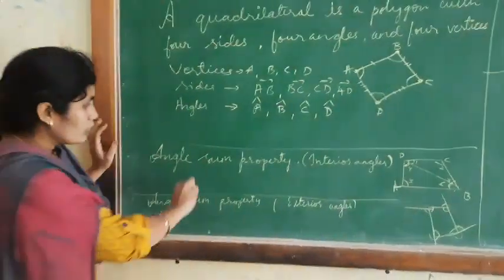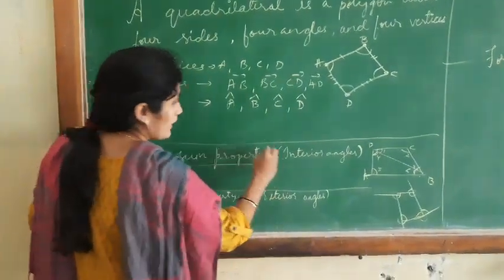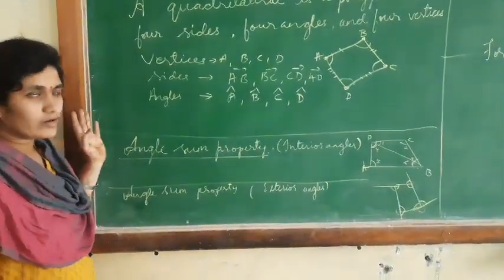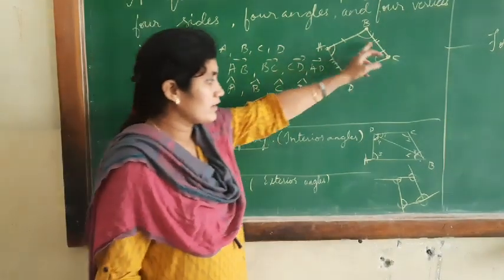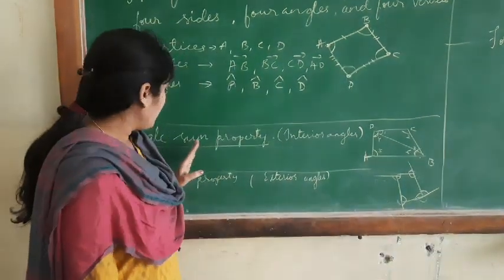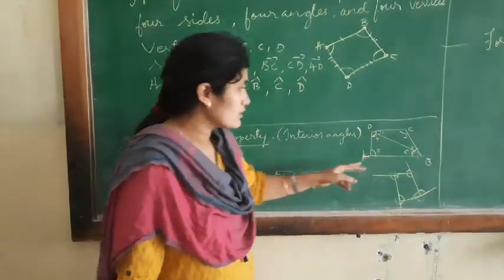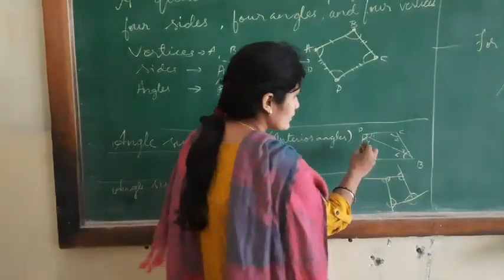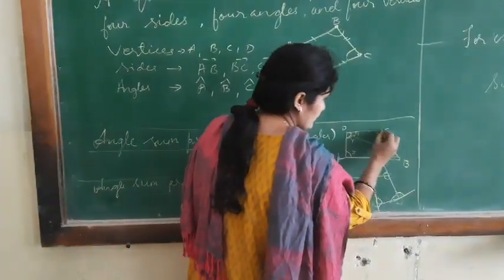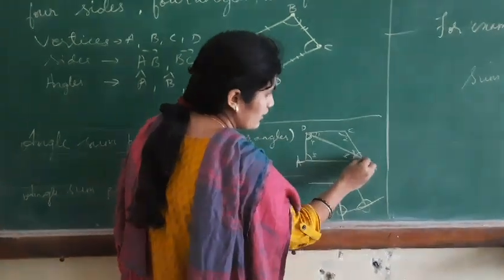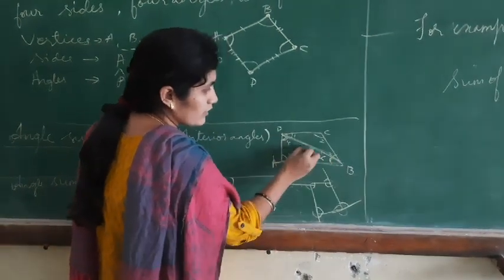Now let us move on to angle sum property. What is the angle sum property? Now we know what is a quadrilateral. It has 4 angles. And now we will learn about the sum of its angles. So here I have divided this quadrilateral into 2 triangles. If you draw a diagonal, it will be like 2 triangles.